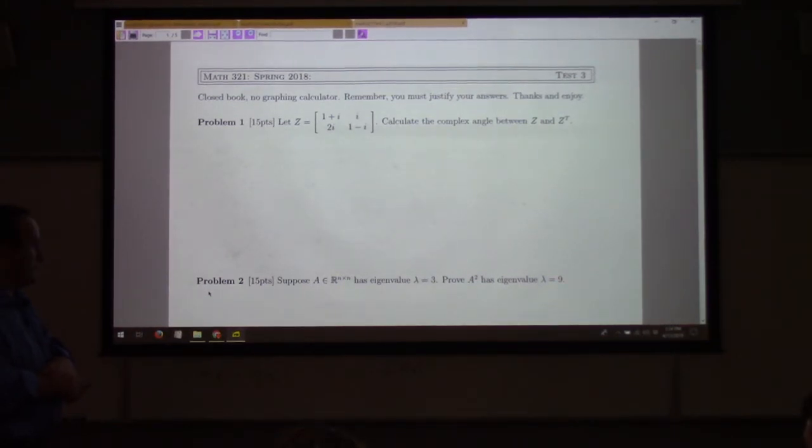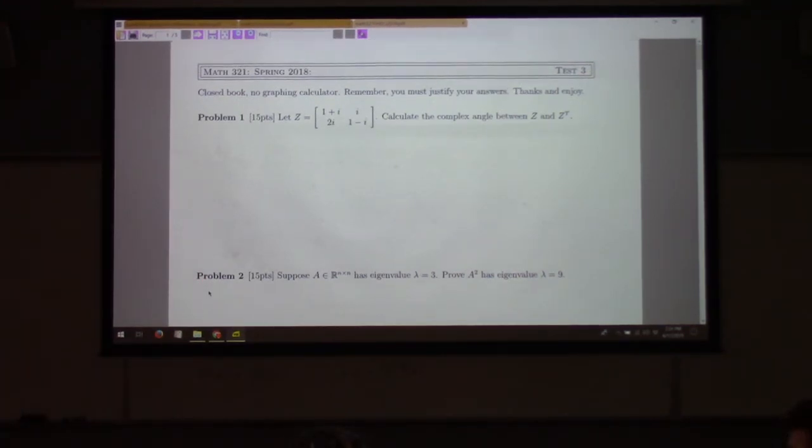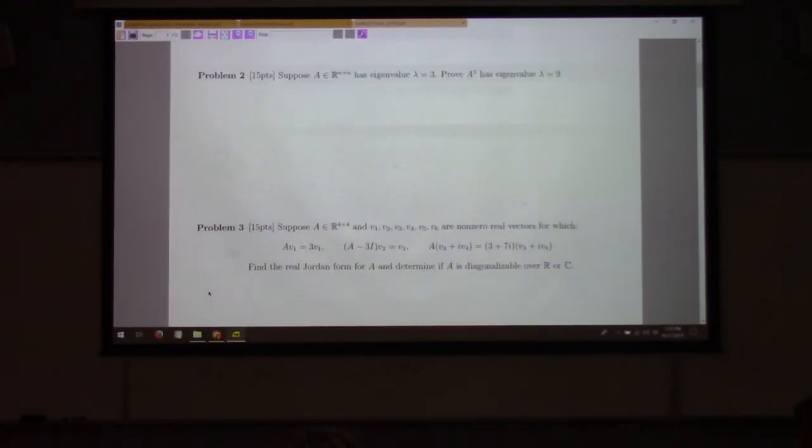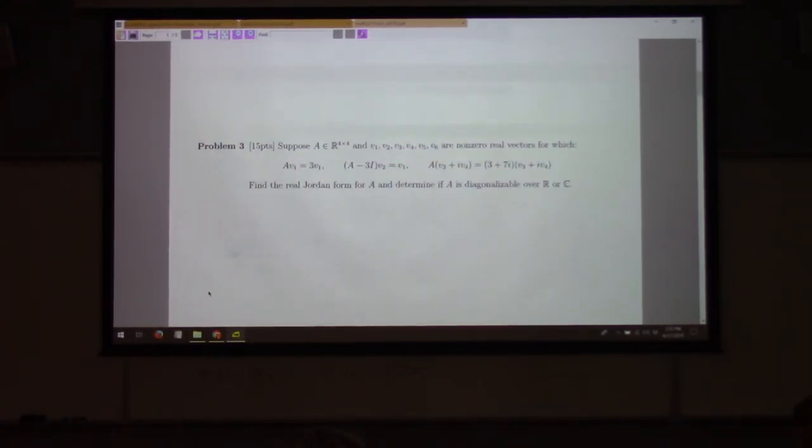Suppose A has eigenvalue 3. Prove A squared has eigenvalue 9. To me, I was demoralized by how few people got this problem last year, honestly. This to me was very troubling that more people didn't get this one. That's a pretty standard plain Jane problem. Maybe the problem is I don't have enough of that in the homework at the moment. I don't know.